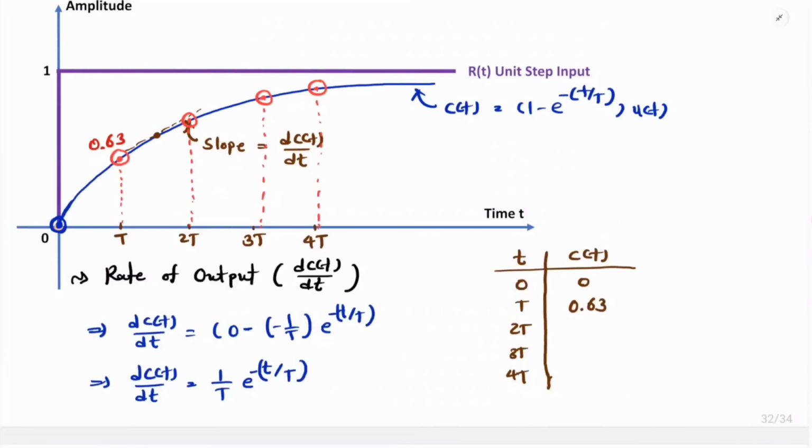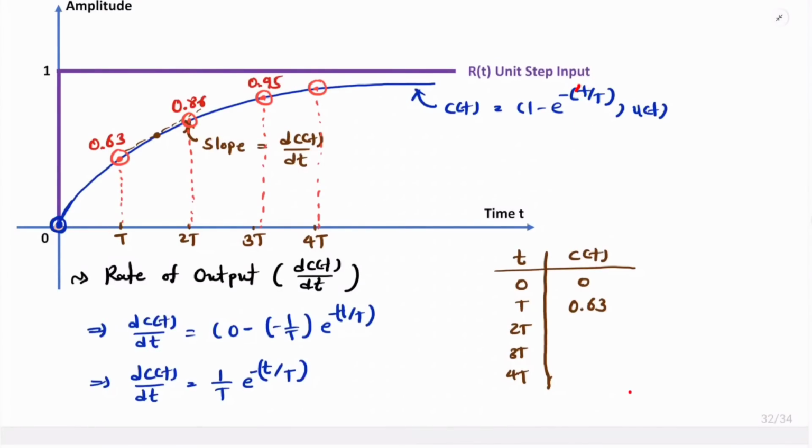If you place t equals 2T in this equation, then 1 minus e to the power minus 2T by T means 1 minus e to the power minus 2. If you solve that in a calculator, you will get 0.86. So that is at this instant. If you place t equals 3T, then 1 minus e to the power minus 3 will be your answer. 1 minus e to the power minus 3 will be 0.95, that is coming at this instant.